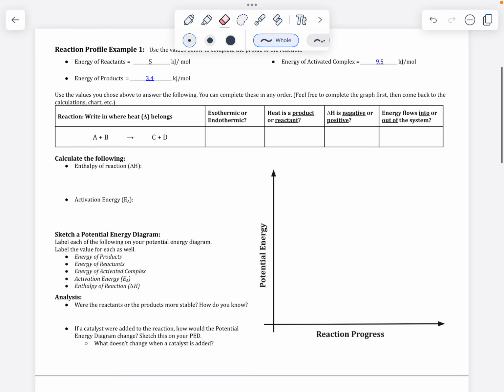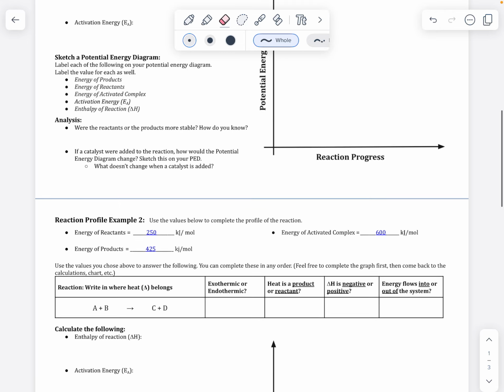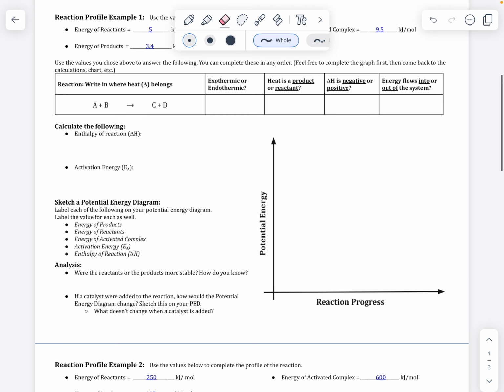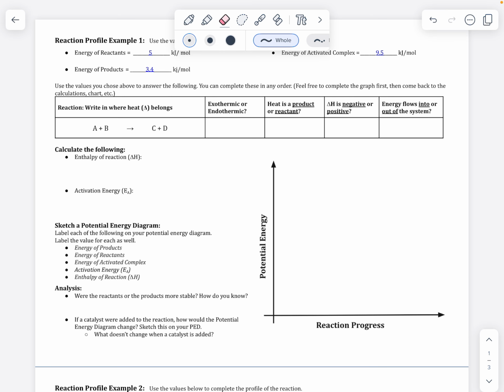These are the notes on the reaction profiles. We're going to go through 2 examples, and then there is a problem for you to do and submit on Schoology. With these, we're going to put together everything we've talked about with endothermic and exothermic reactions, and then everything from those potential energy diagram notes that you should have completed.